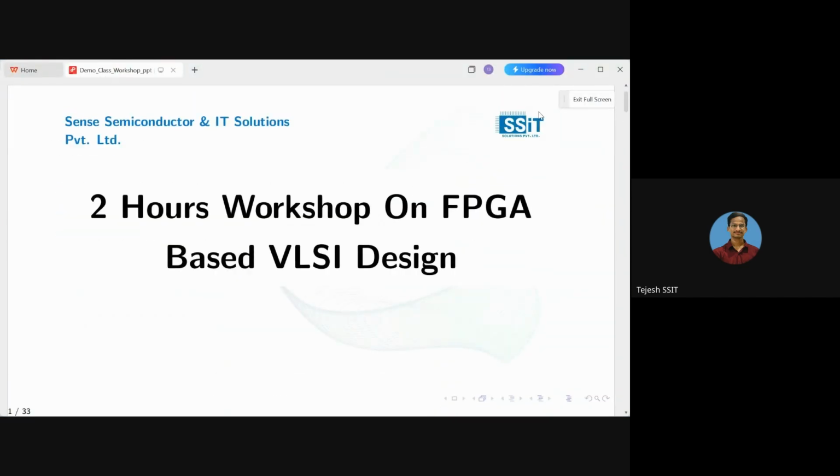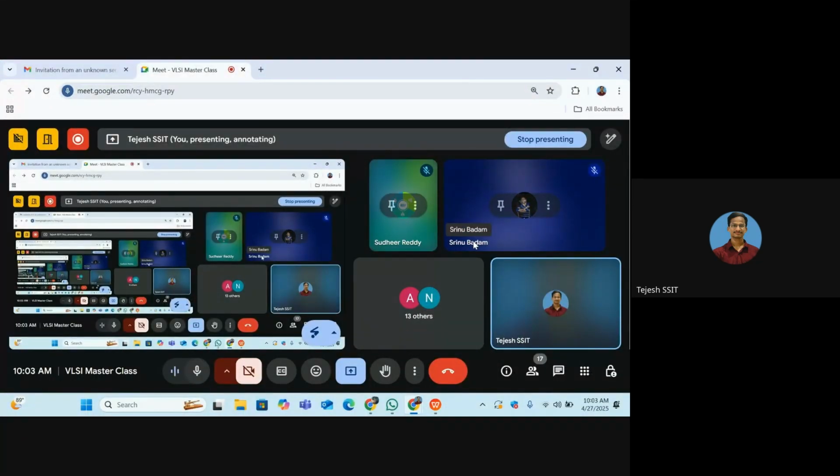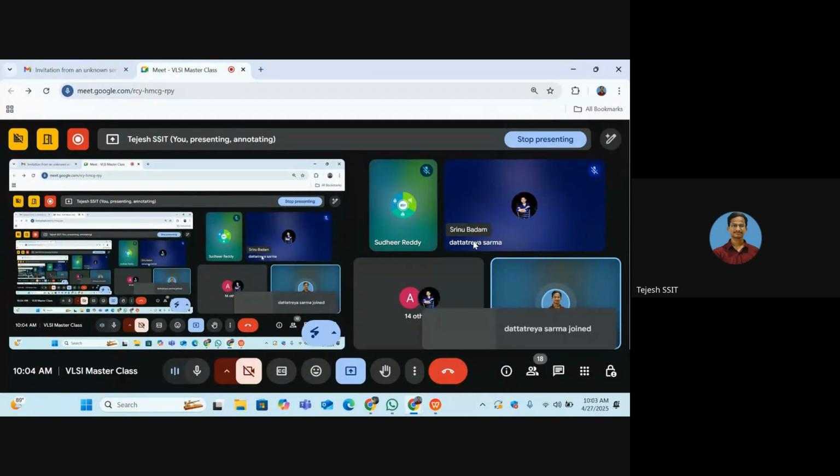So in this 2 hours workshop, we have learned many things. This class is from SSIT, Sense Semiconductors and IT Solutions Private Limited, and I'll introduce myself. My name is P Tejeshwarrao. I'm the VLSI team lead in Sense Semiconductors and IT Solutions Private Limited, and I'm working mainly on FPGA prototyping. Okay, so this is my introduction.